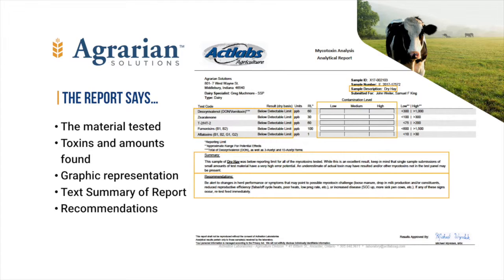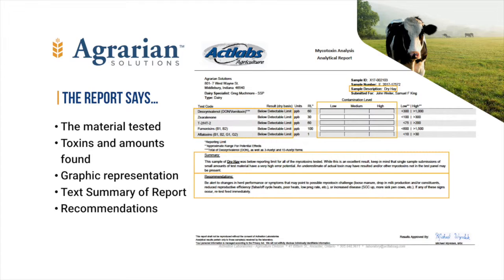Let's take a look at the test. This is a sample of the new test report format. In this case, the test is negative for any of the 17 toxins. The report does show the material submitted for testing. It displays a chart with the amount of mycotoxin found in parts per billion. It has a graphical chart where positive test results can be displayed.